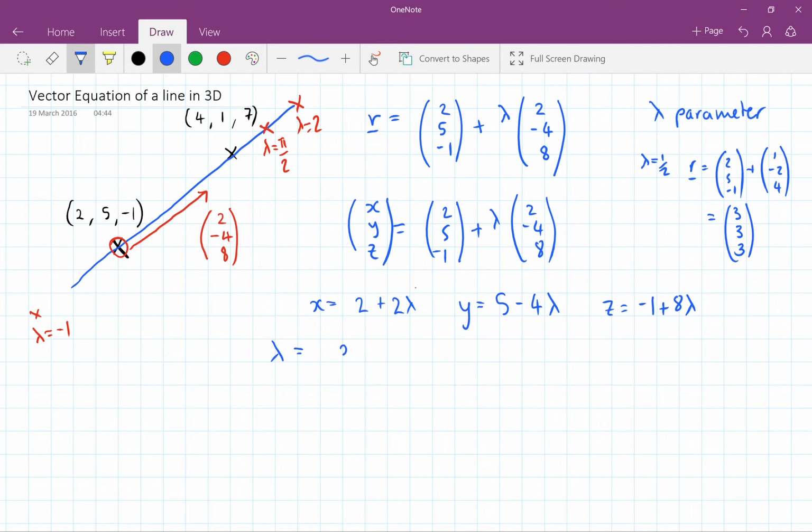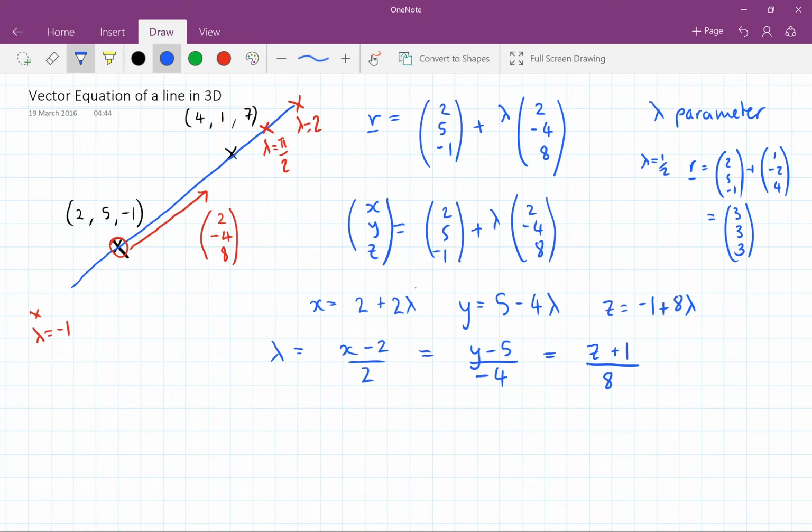So lambda equals (x - 2)/2, but it also equals (y - 5)/(-4), but it also equals (z + 1)/8. Notice how I've left the minus 4 as minus 4 there. And the reason I've done that is so that I can see the direction of the line. So that (2, -4, 8) is the direction vector of the line.